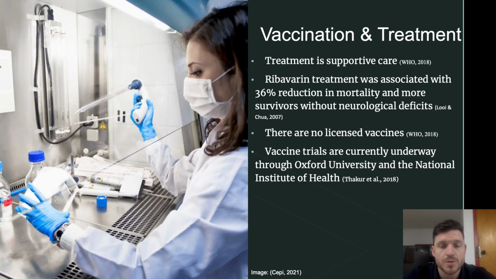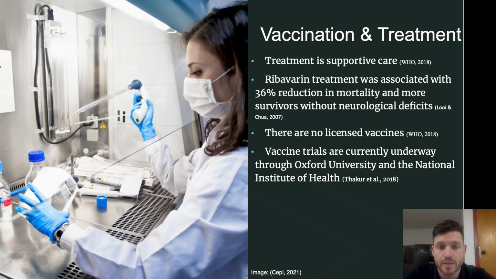So in terms of vaccination and treatment, it is mainly supportive care. Some researchers are using antivirals like ribavirin and have found that there was a 36% reduction in mortality and an increase in survivors without neurological deficits.